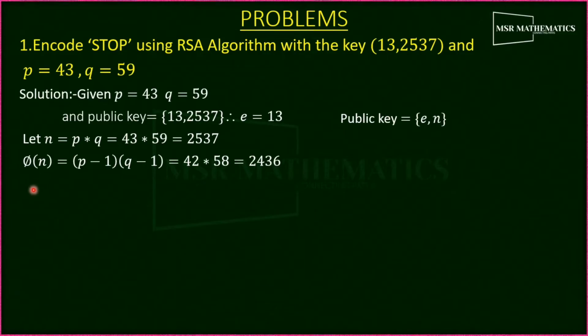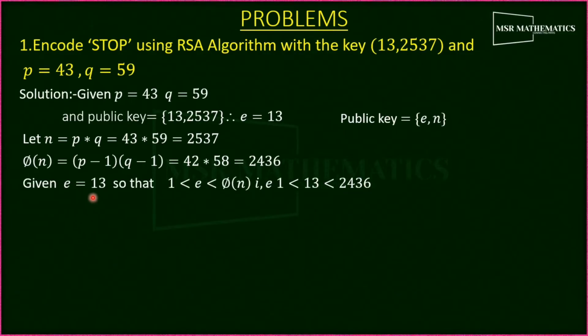After obtaining phi of n, since they have already given the e value as 13, we have to check whether the conditions hold or not. Here e must lie between 1 and phi of n. Obviously 13 lies between 1 and 2436. Also we have to check whether the GCD of phi of n and e is 1 or not. Obviously the GCD of 2436 and 13 is 1, because 13 is a prime number. The only divisors of 13 are 1 and 13, so the greatest common divisor of these two is 1. So both conditions are satisfied, and therefore the given e equal to 13 is valid.